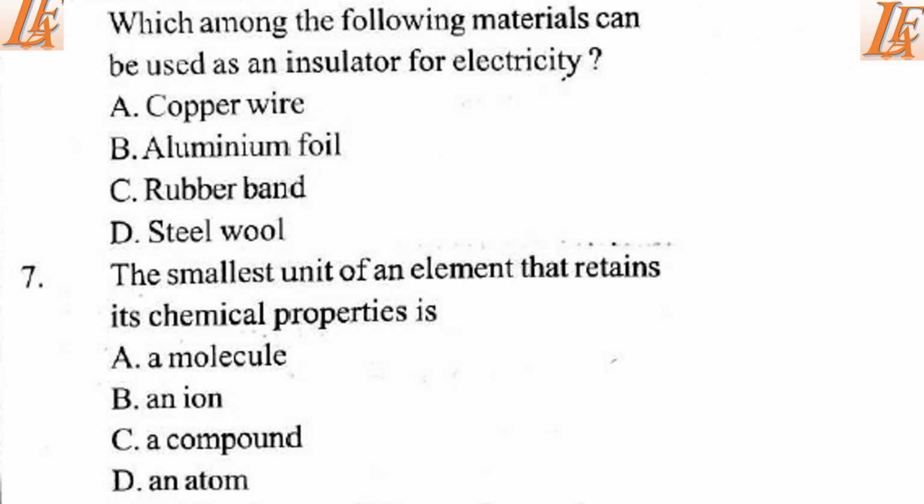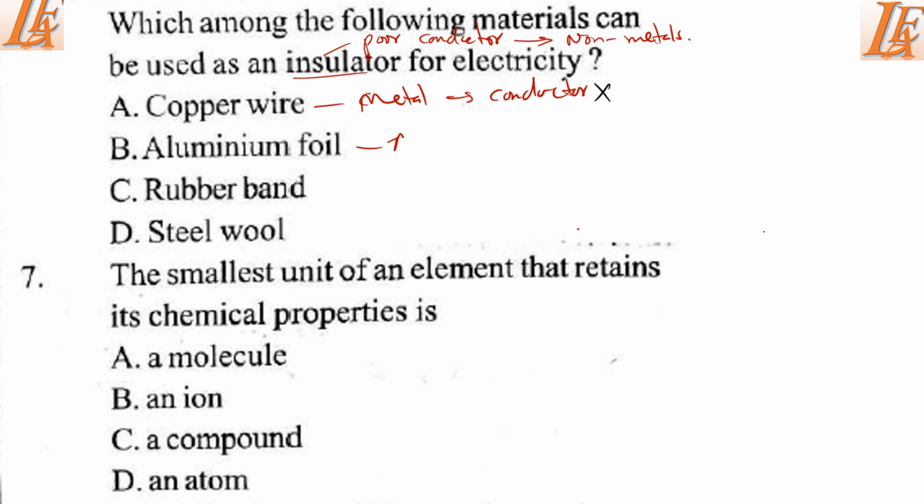Question 6. Which among the following materials can be used as an insulator for electricity? So for a material to be used as an insulator, it must be a poor conductor of electricity, and materials which are poor conductors of electricity are non-metals. So let's look at the set of materials that we have and identify the one which is a non-metal because it's a poor conductor of electricity. The first one, copper. Copper is a metal. Therefore, it's a conductor and it cannot be used as an insulator.